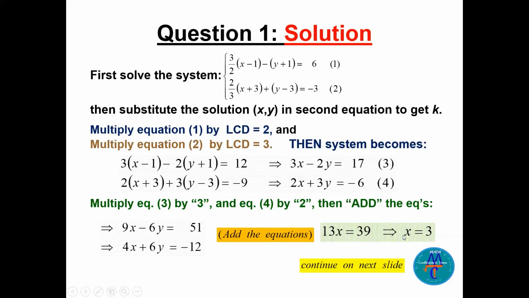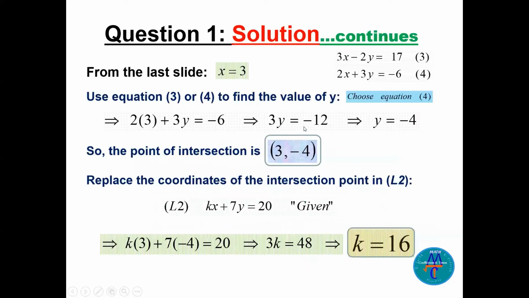That's so easy. Now, x is 3 from the previous slide, and we have equation 3 and 4, so I can use equation 3 or 4. Choose the one you like. I have chosen equation 4 here. And then I replace x with 3 there to find y. So easily y will be minus 4. So the point of intersection is (3, minus 4). This is the point we can use for the intersection point of the 3 straight lines.